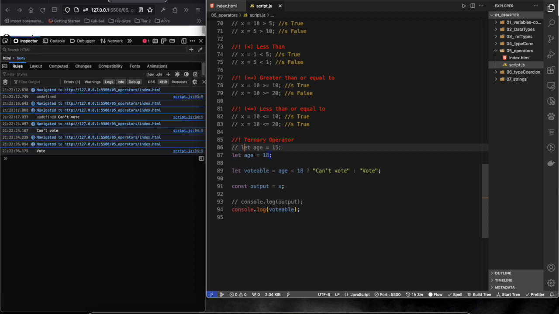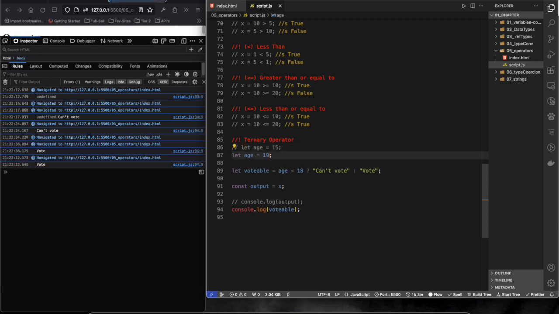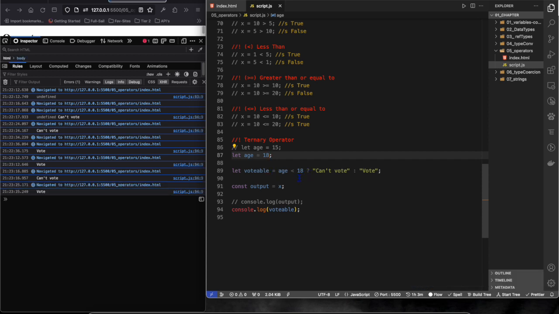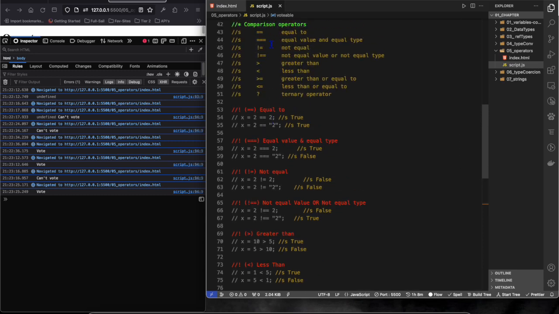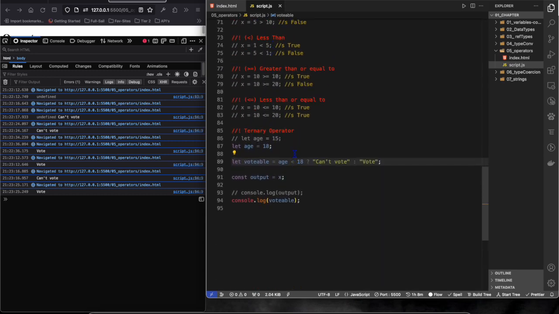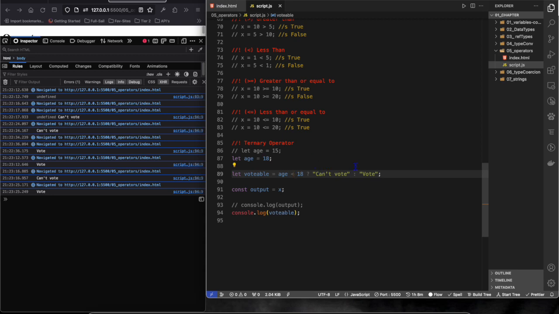So even if your age was 19, you can still vote. If your age was 10, you can't vote because 10 is lower than 18. But if it's 18, you can vote because it's equal to 18, so it gives us the vote. So you can change this to any symbol you want by going over all these that we went over, to execute a certain thing that you needed to.